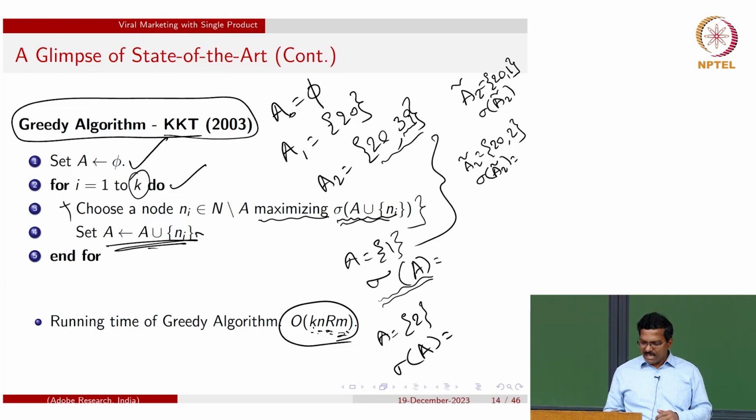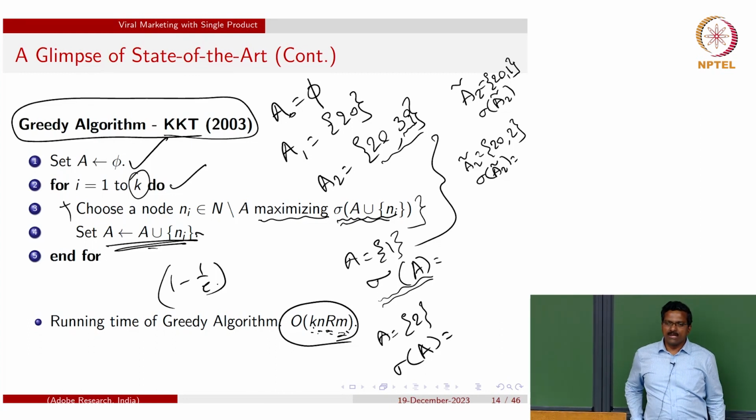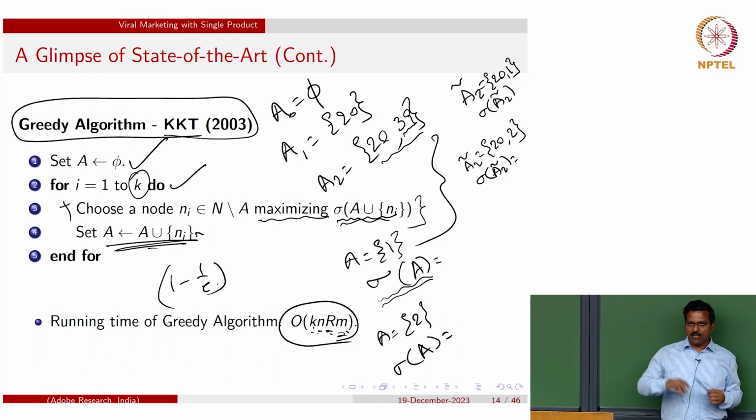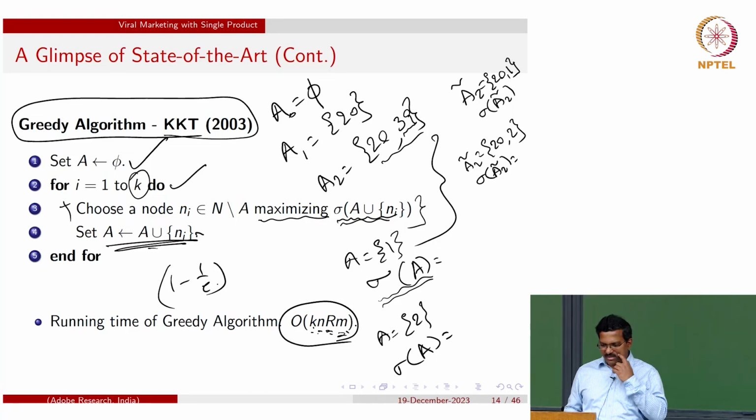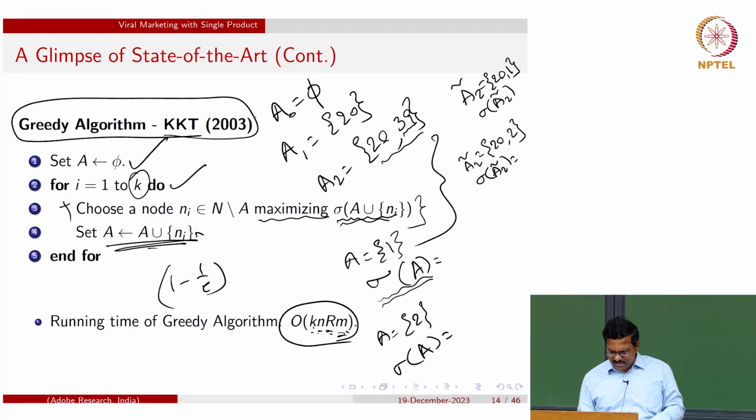This is an approximation algorithm. They proved in this paper the hardness, and I think the guarantee is 1 minus 1 by e. This is the best actually; 1 minus 1 by e is the guarantee they proved. So this is the landmark paper. If you want to study or delve deeper into this, this is the paper you should read, the KDD paper, KDD 2003.